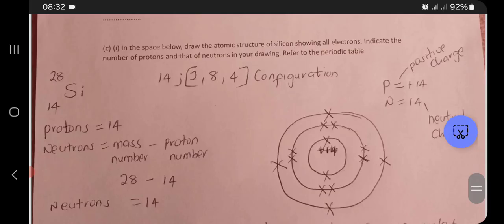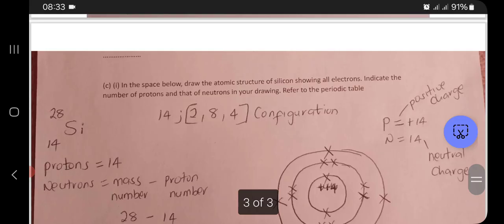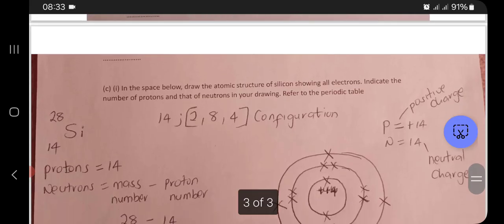Now, when it comes to the configuration, for you to draw your atomic structure, you need to first do the electron configuration. I think you can see 14, then the semicolon, 2,8,4. So in terms of drawing our atomic structure, we use the number of electrons. Because this is an atom, in an atom the proton number is equal to the number of electrons. The proton number is 14, which means the number of electrons is also 14.